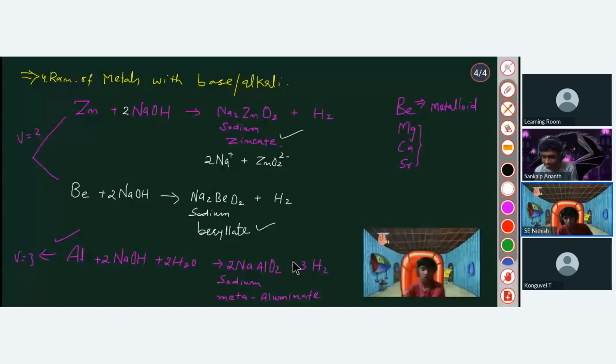Can you explain once again why it needs water? If we compare aluminium with zinc, which is more reactive, zinc or aluminium? Aluminium, exactly. Magnesium and aluminium are more reactive. And since it forms the meta-aluminate, moisture is required here. The reaction takes place in the presence of water.